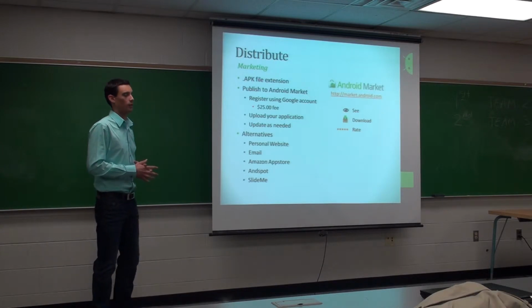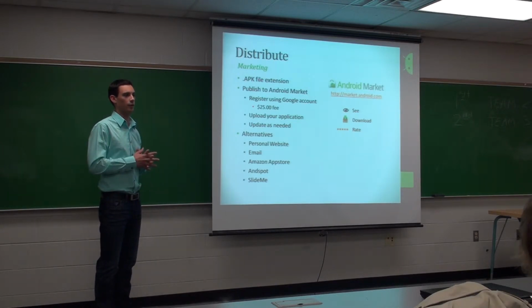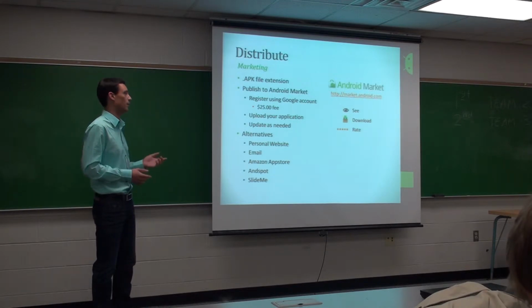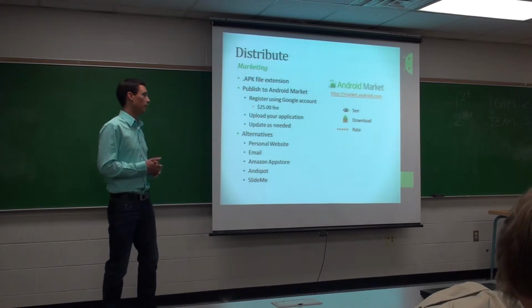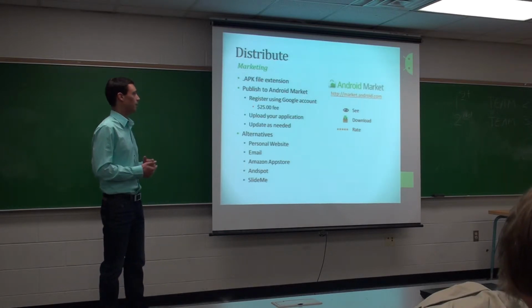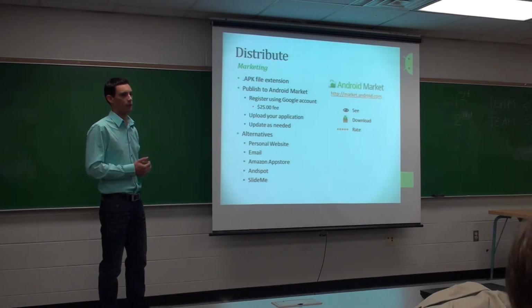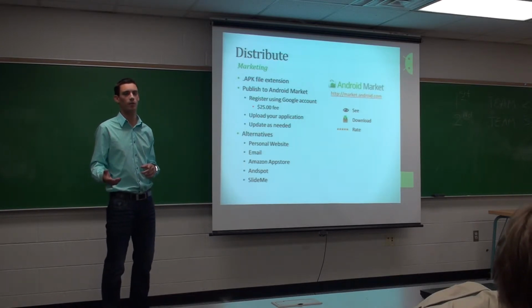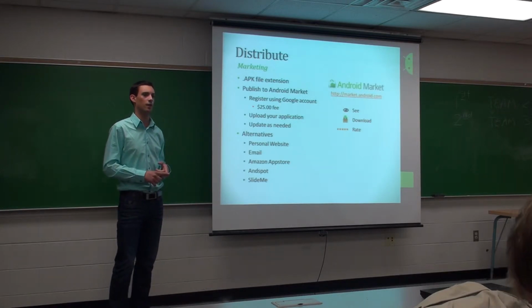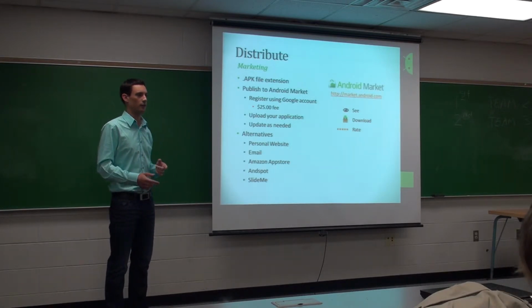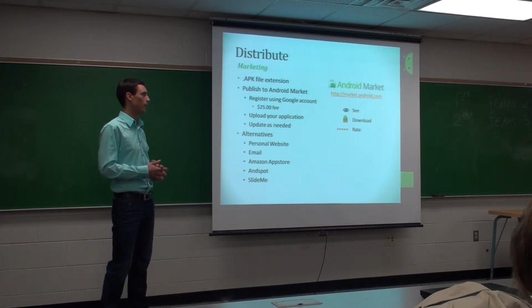So marketing. The last thing you do when your code is all finished is export your file to a .apk. So you have a few options with this APK. The most popular is to publish to the Android market. Now, in order to do this, you need to register a Google account. If you already have a Google account, you can tie in a market account with it. There's a one-time $25 registration fee. And after this, you're free to upload your applications and update as you see fit.